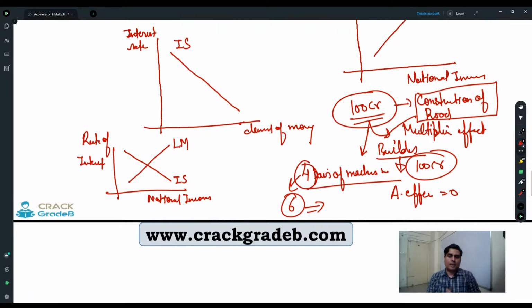So multiplier and accelerator is clear. Nishtha is saying clear. Okay.